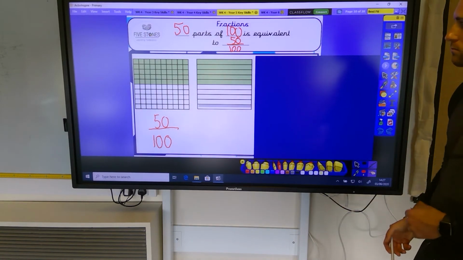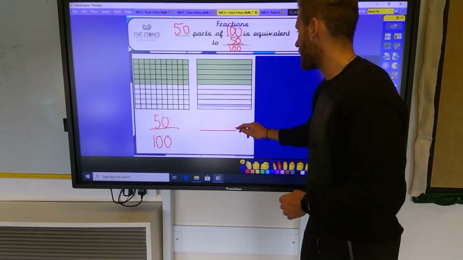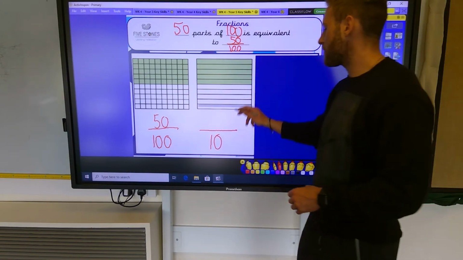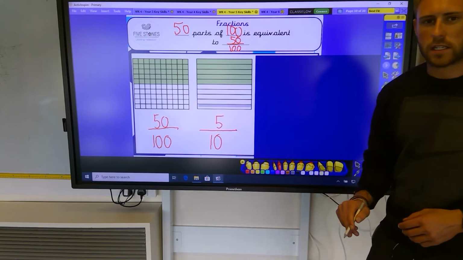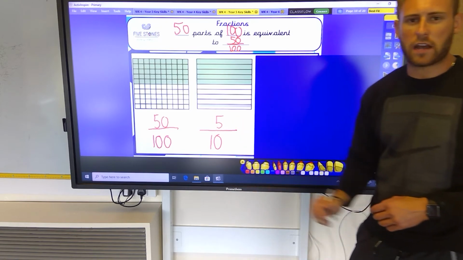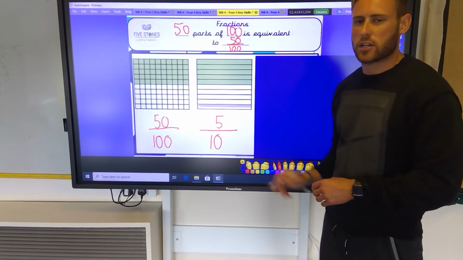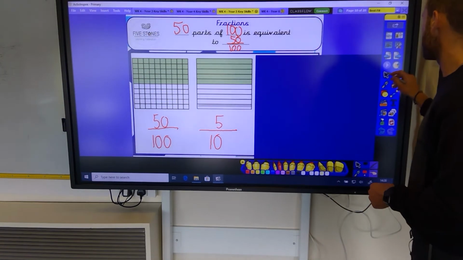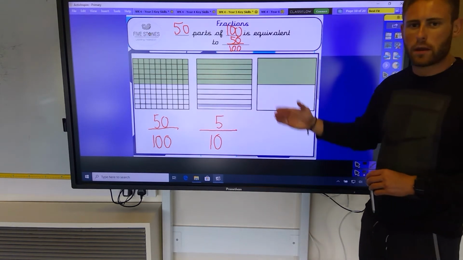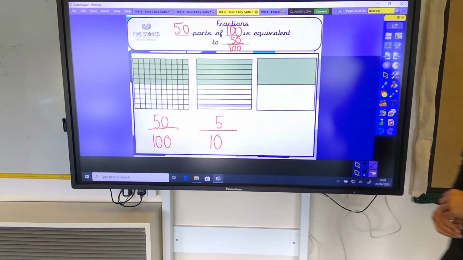So yes, now the representation does look very similar. However, we can see that there are 10 equal parts altogether, no longer 100, and 5 of those are shaded in. So 5 parts of 10 is equivalent to 5/10. Brilliant. Can we see the relationship between those representations? Finally, we've got a representation. Can you write the fraction that represents that representation? Off you go.